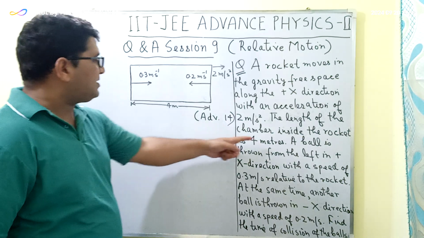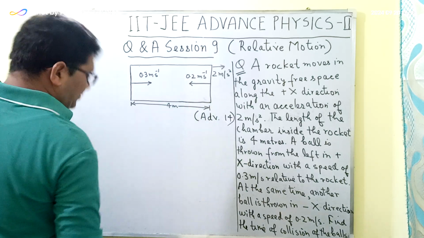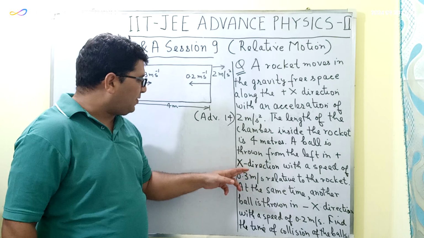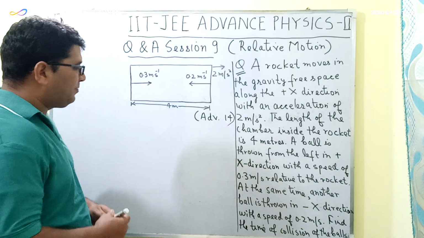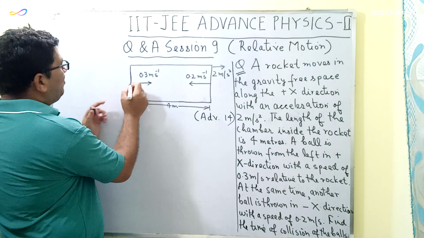The length of the chamber inside the rocket is 4 meters. So this is the chamber of the rocket, and its length is 4 meters. Now a ball is thrown from the left in the positive x direction with a speed of 0.3 meter per second relative to the rocket. So this is the ball.